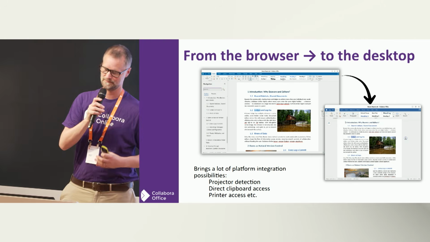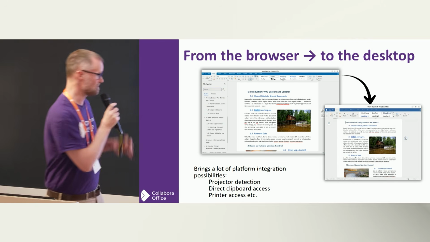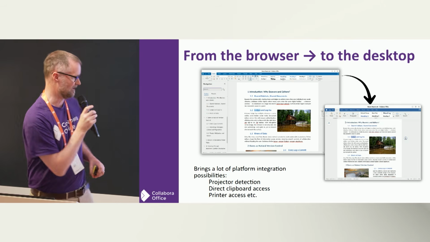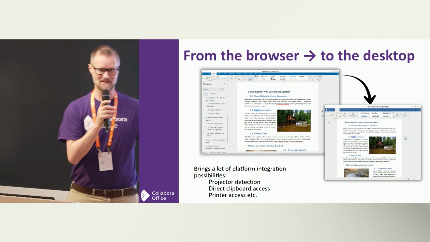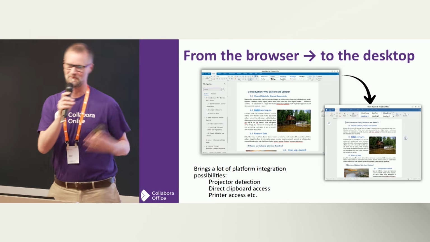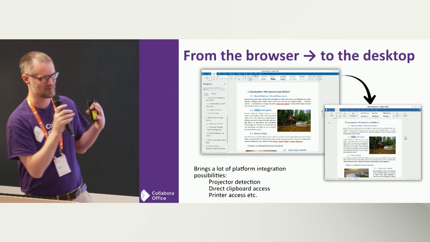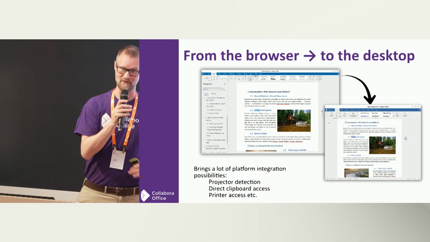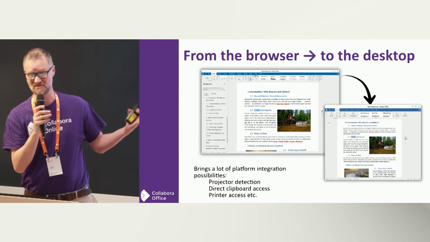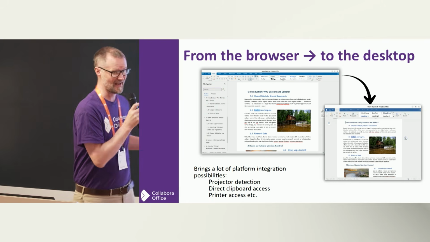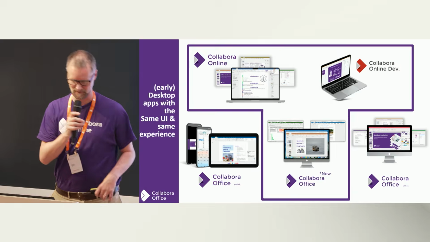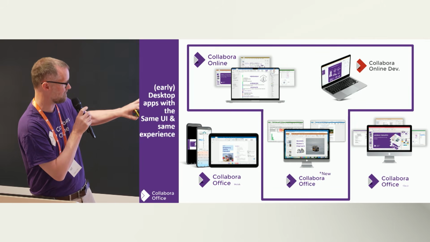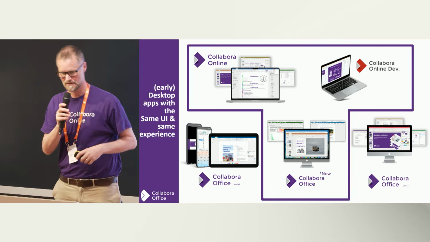And why? Well, that brings lots of possibilities. Some of them we can use, some of them we can't. Things like projector detection, something your browser really can't do for you very well. Direct clipboard access, so you can actually use the whole power of the X11 clipboard. Well, anyway, you'll be amazed. The web has only just about caught up with the very basic level of what should be in a clipboard API in the last year or two. So there you go. Printer access, all these things that are really rather useful in an Office suite. And it helps consolidate our product mix as well, dragging many things together and relegating to a classic product the old thing.